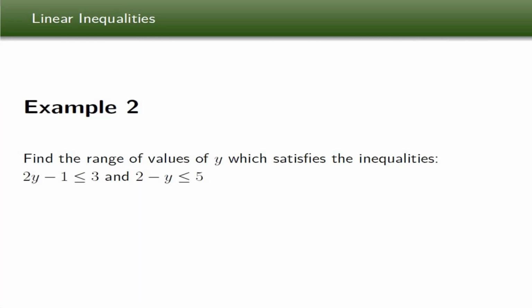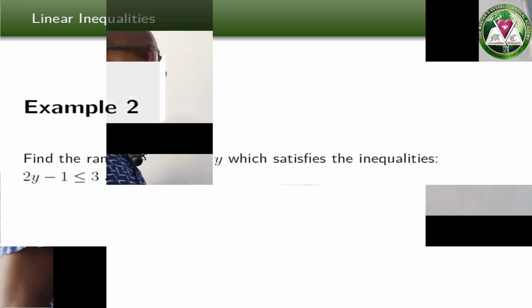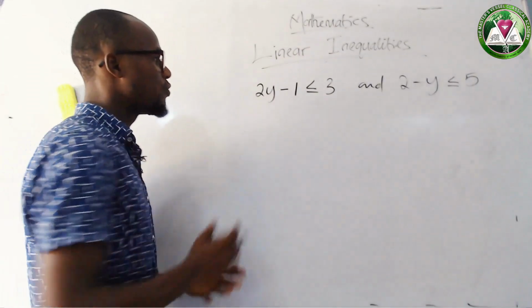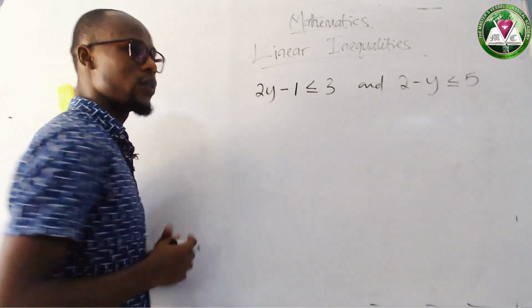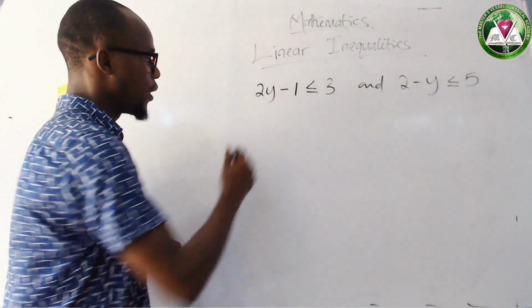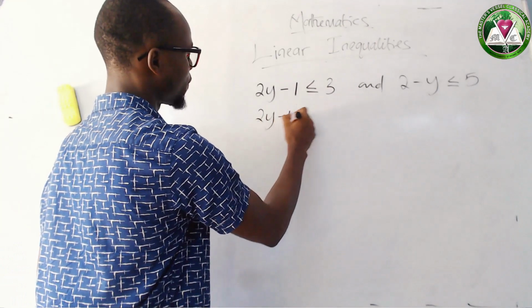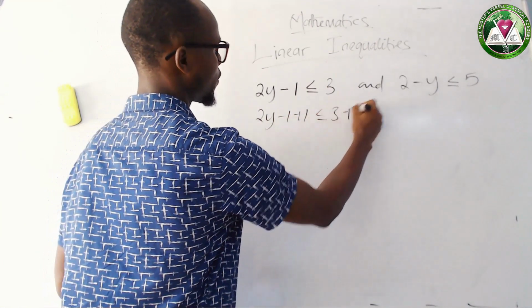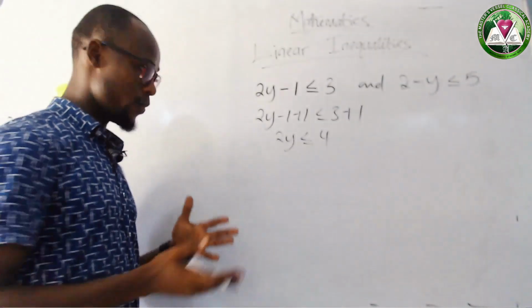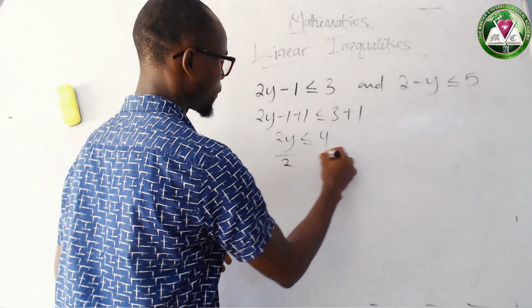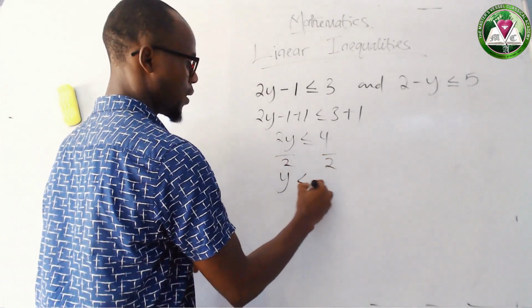Now, in this example, we have two different inequalities. So the same method applies from the previous example, where we solve these inequalities to get the solution for y. But in this case, we'll be solving them simultaneously. So starting with the first inequality, we'll solve for y. So getting rid of the minus 1, we'll add 1 to both sides. So we have 2y less than or equal to 4. And then we'll divide both sides by 2 to get the value of y. So we have y to be less than or equal to 2.